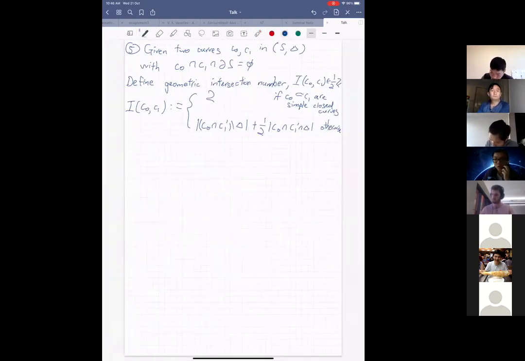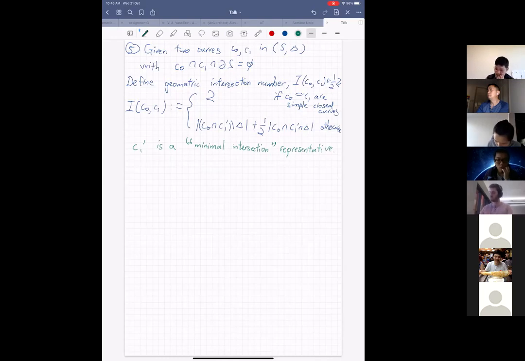Okay, so let me note it down. C1 prime is the minimal intersection representative. Okay. So now given two curves in my surface, I can give you a geometric intersection number. But actually this is not good enough. I want more information. Why do I need more information?